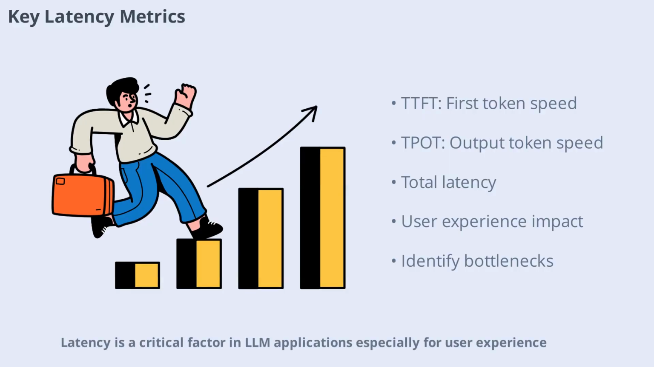Latency is a critical factor in LLM applications, especially for user experience. The main metrics to track are TTFT, time to first token, TPOT, time per output token, and total latency. TTFT measures how quickly users see the first response, which is vital for engagement. TPOT tracks the speed of generation once the response starts. Total latency covers the entire round-trip time. Monitoring these metrics helps you identify bottlenecks and optimize your system for speed.